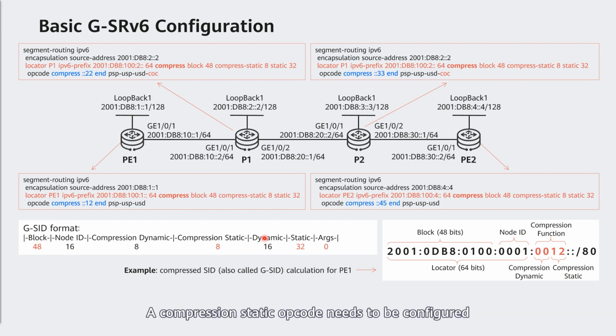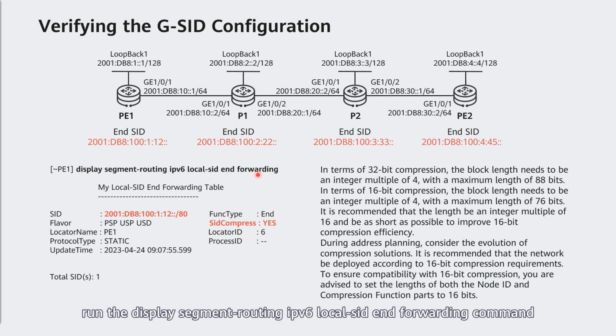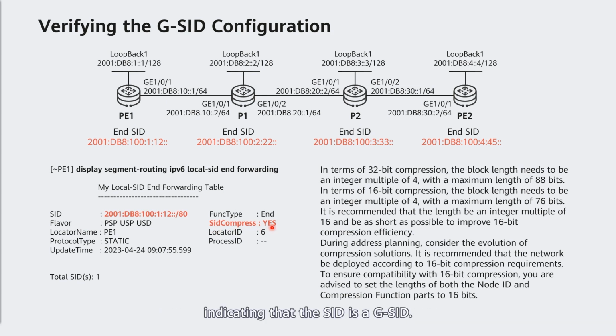A compression static opcode needs to be configured within the range of the compression static part. Based on the opcode and the configured locator information, we can then obtain a compressed end SID. After completing the earlier configuration and analysis, run the display segment routing IPv6 local SID end forwarding command to check the GSID information, which is consistent with the analysis result. In the command output, the value of the SID compress field is yes, indicating that the SID is a GSID.